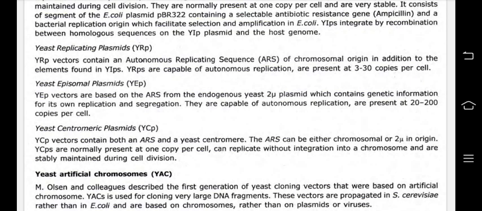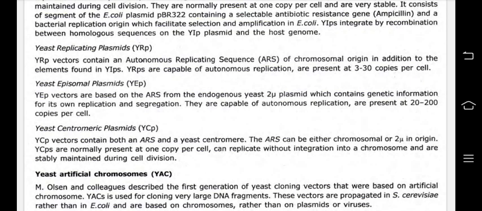Yeast episomal plasmid vectors are based on the ARS from the endogenous yeast 2 mu plasmid, which contains genetic information for its own replication and segregation. They are capable of autonomous replication and are present at 20 to 200 copies per cell.